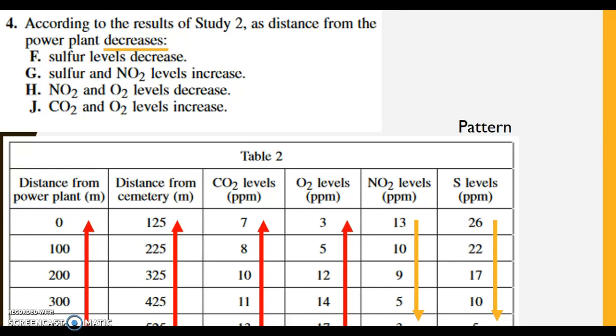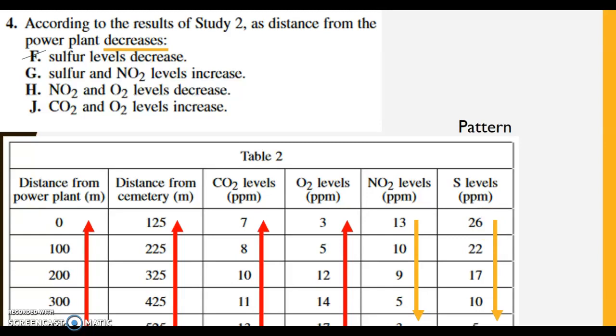Okay, so as the distance from the power plant decreases, sulfur levels decrease. So here I have my levels decreasing from the power plant, and over here I have my sulfur levels increasing. So if I go in that same direction, I'm increasing. So this tells us that answer choice F is incorrect.